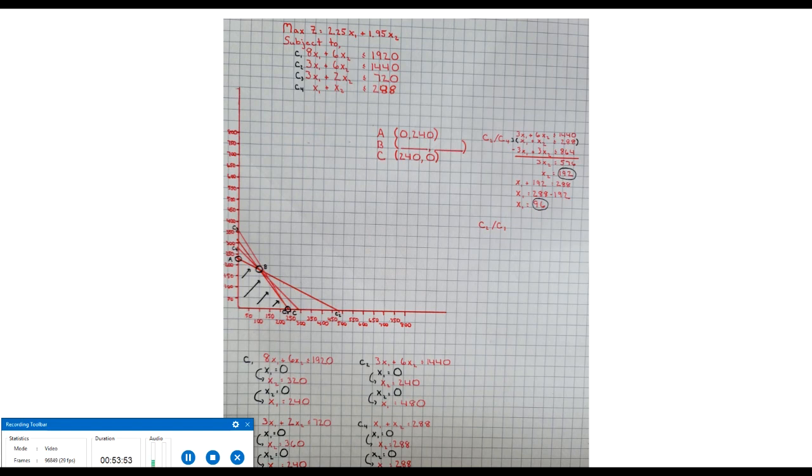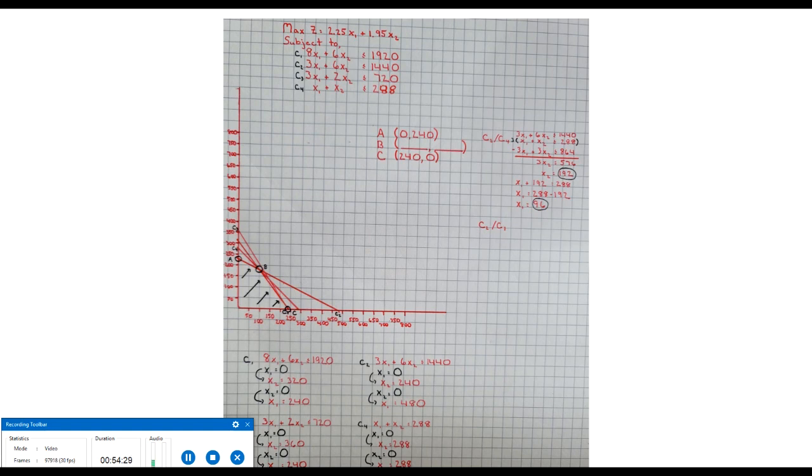Then we plug 192 into our equation. x1 plus 192 equals 288. x1 is equal to 288 minus 192. x1 is equal to 96. We've found our coordinates for point B, we think. However, we're not 100% sure.